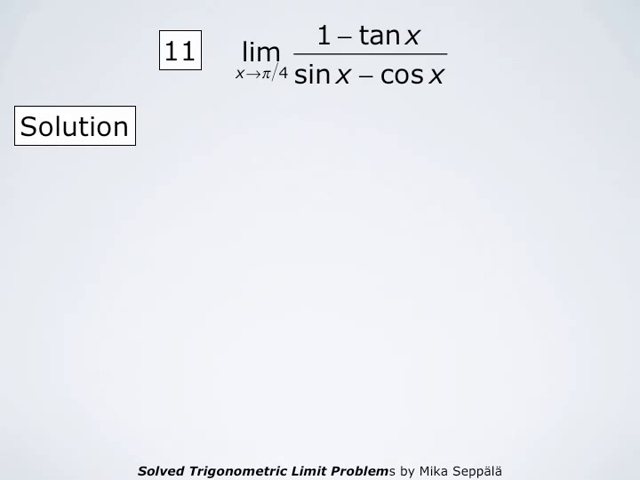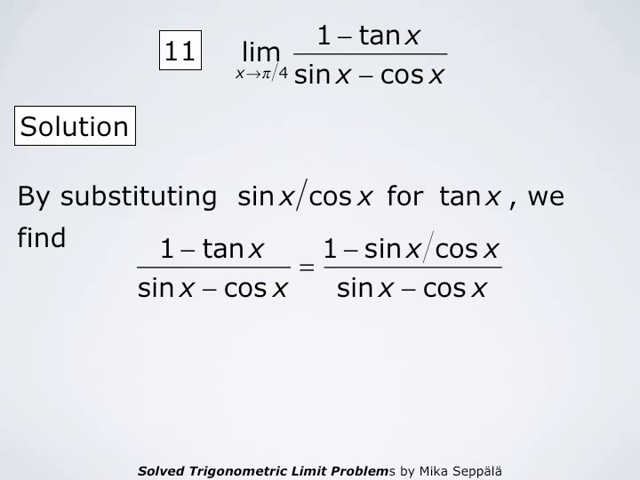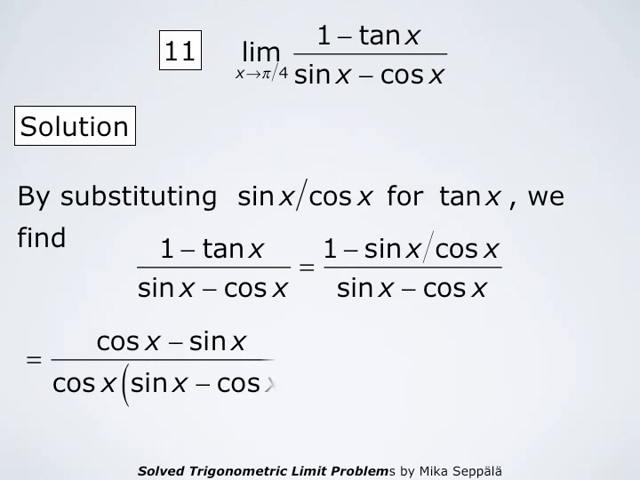So we have to work with this expression, and we first substitute in place of tangent sine divided by cosine. So we get (1 − tan x) / (sin x − cos x) is (1 − sin x / cos x) divided by (sin x − cos x). This simplifies to (cos x − sin x) / (cos x (sin x − cos x)). So now we have in the numerator cos x − sin x, and the factor in the denominator is sin x − cos x. So these two things cancel out, and they result to just −1. So we conclude that the whole expression is −1 / cos x.